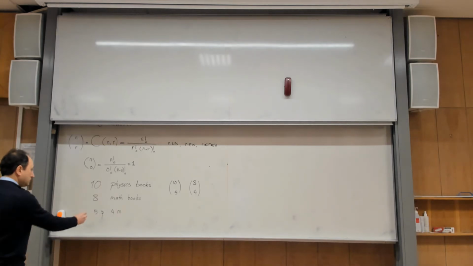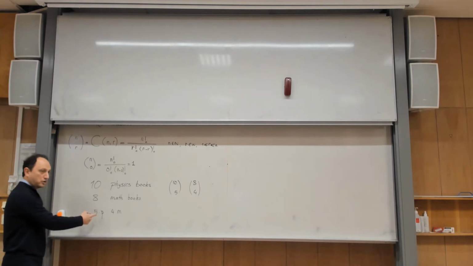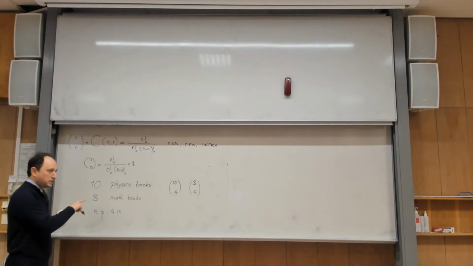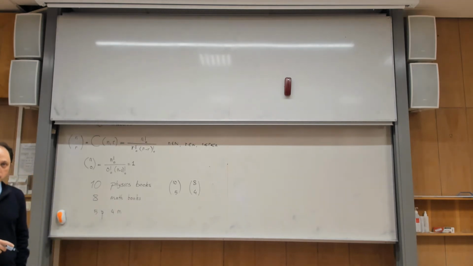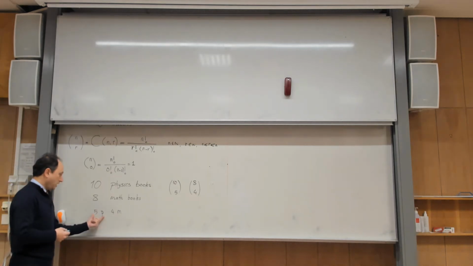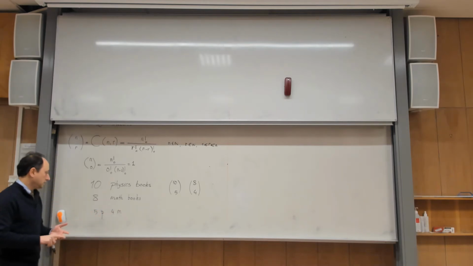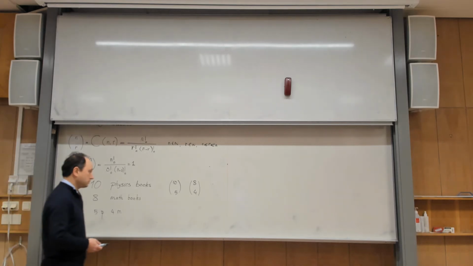In total I have 9 positions that are supposed to be occupied, but definitely I have to start with a physics book. So the odd positions will go for physics and the even positions will go for mathematics. So I have 5 physics books. I want to arrange them in locations 1, 3, 5, 7 and 9. Yes? In how many ways can I do that?